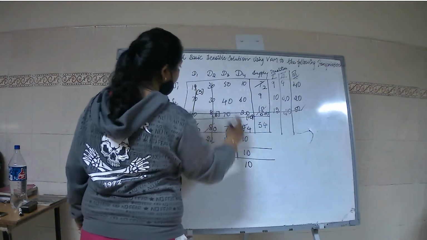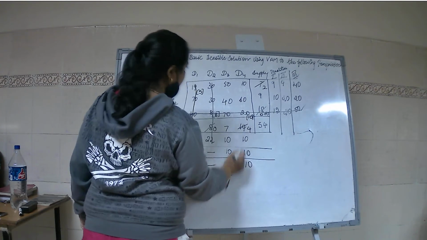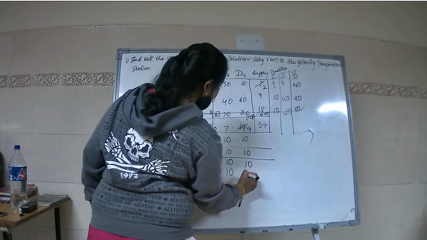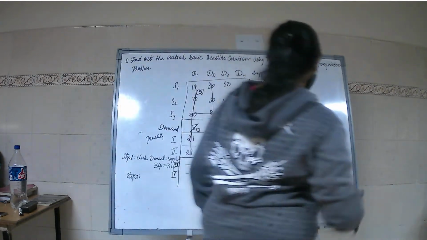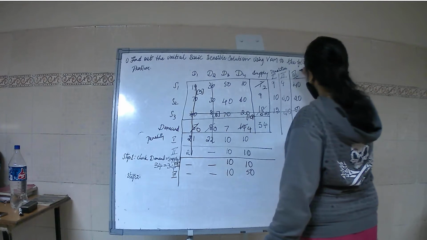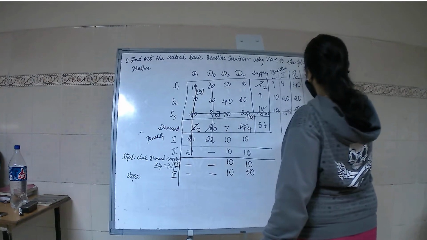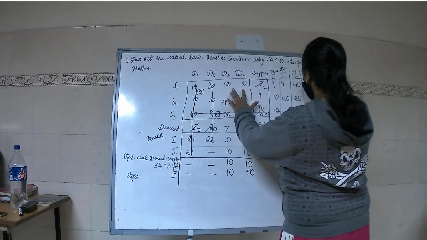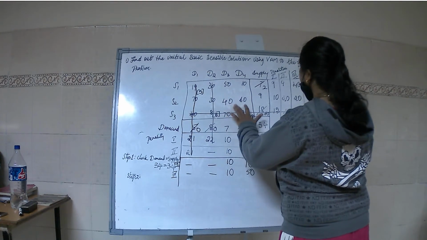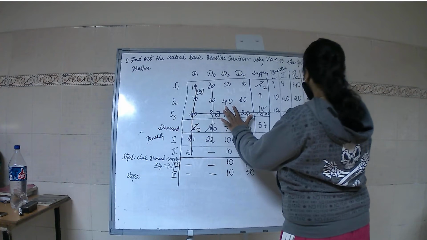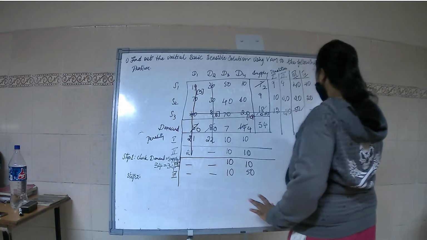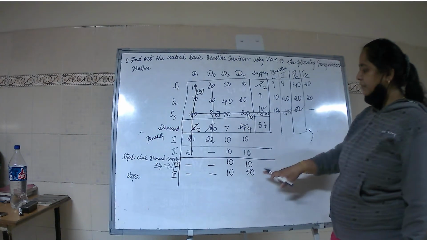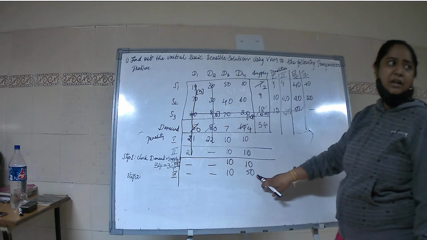Now here 50 minus 40 is 10. 60 minus 10 is 50. Now calculating the fourth penalty for the row. Okay, so here it is 50 minus 10, it is 40. 60 minus 40, it is 20. And here it is nothing, because it is cancelled. Now the maximum value, maximum penalty, is 50.